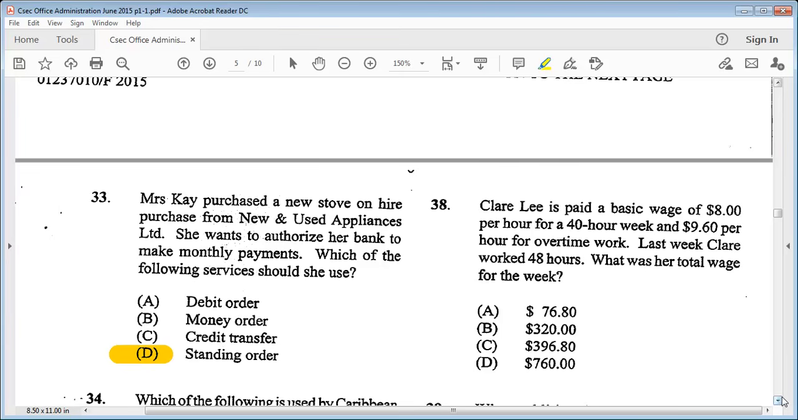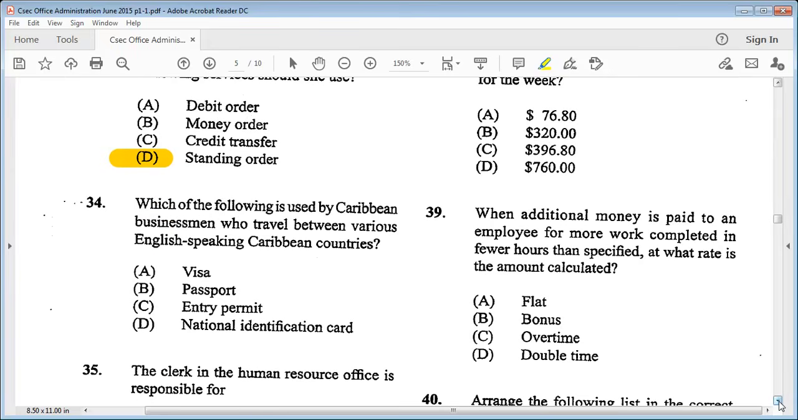Let's go to question number 34. Which of the following is used by Caribbean businessmen who travel between various English-speaking Caribbean countries? A, visa; B, passport; C, entry permit; or D, national identification card.